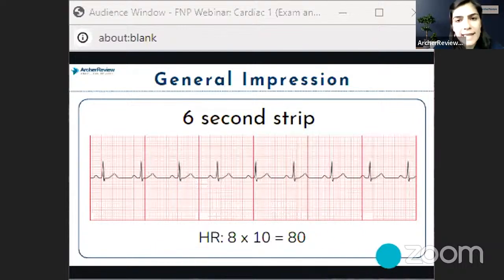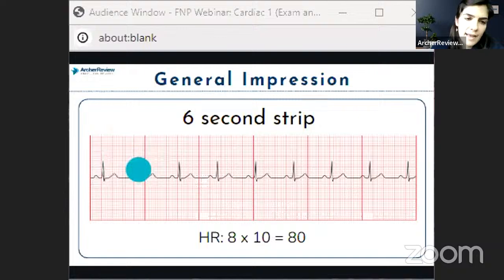There are different ways to calculate rate. My little shorthand that I like is counting the R to R cycle. Don't get confused by this. People will think, oh, if I just count the Rs, 1, 2, 3, that's going to be my rate. But R to R cycle means going from one R to the other. So this is 1, going from one R to the other. That's one cycle. You count your R to R cycles in a 6-second strip and multiply that by 10 to get your rate.